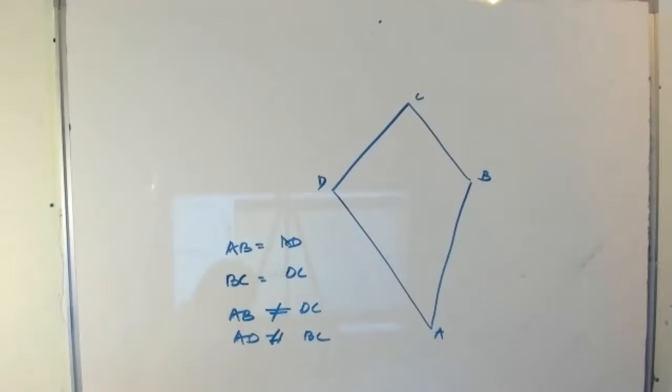So could you repeat the kite sentence again? A quadrilateral is a kite if it has two pairs of equal adjacent sides and unequal opposite sides.